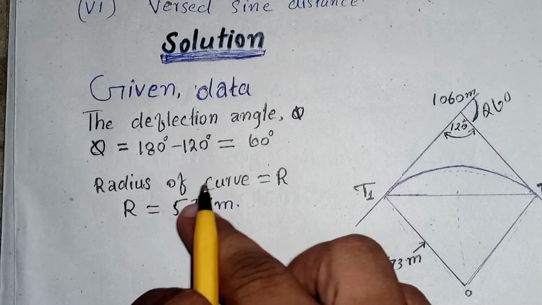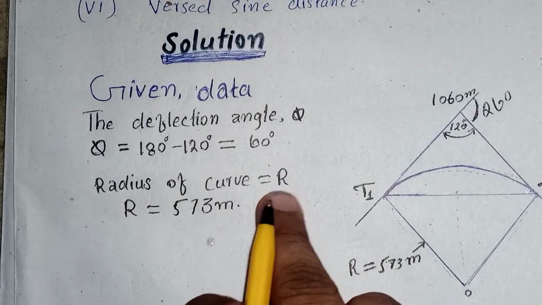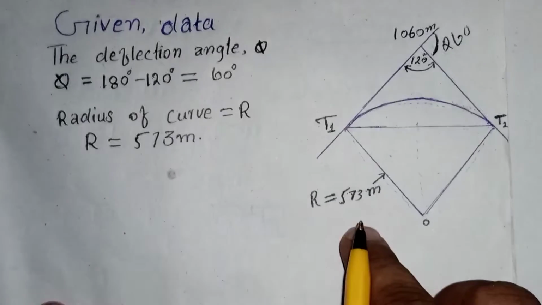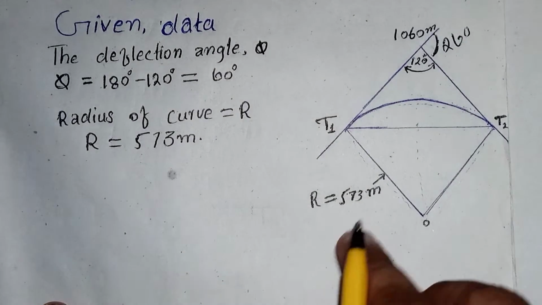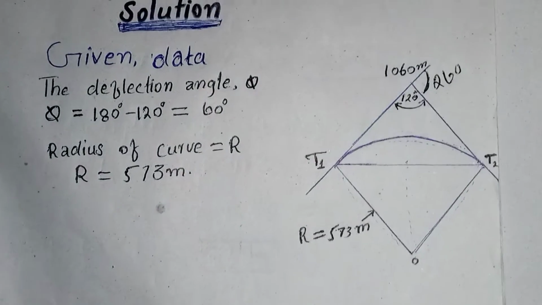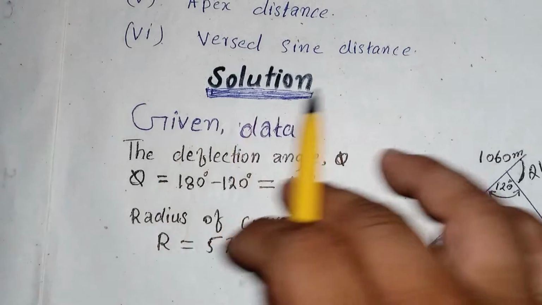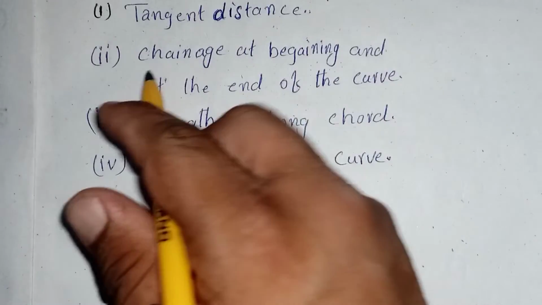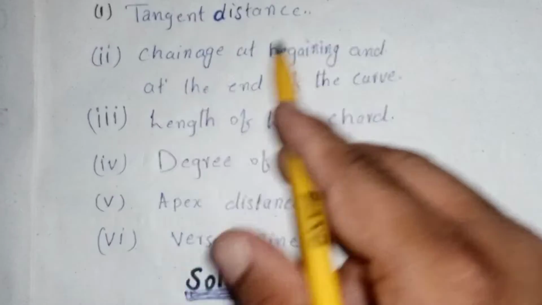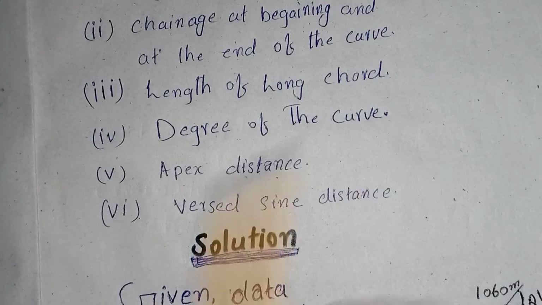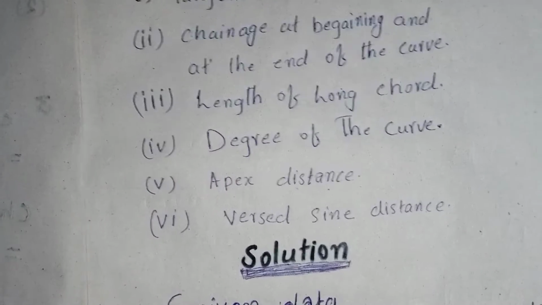The radius of the curve, which is known as R, is given to us as 573 meters. So this data has been given to us. Now we are going to find these elements, like tangent distance, chainage at the beginning and at the end of the curve, length of curve, and so on.